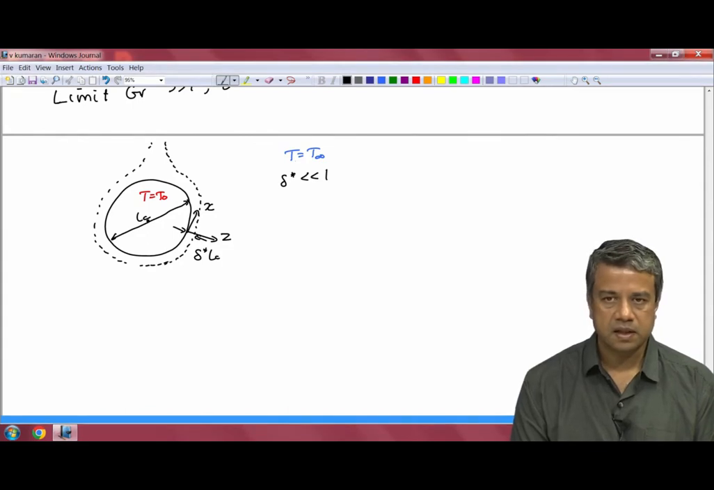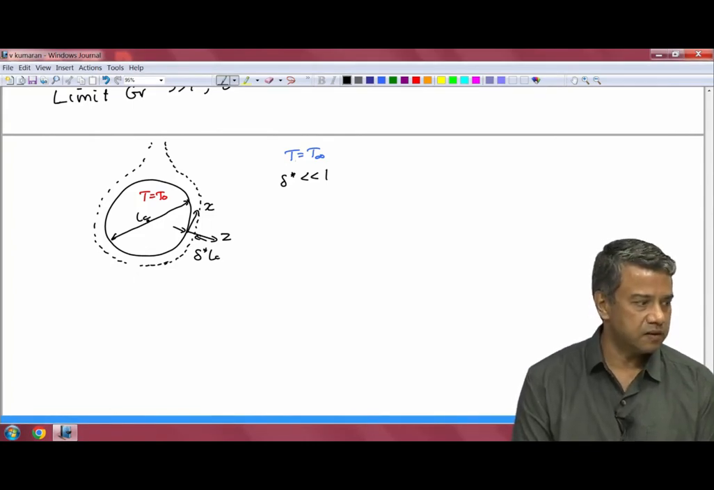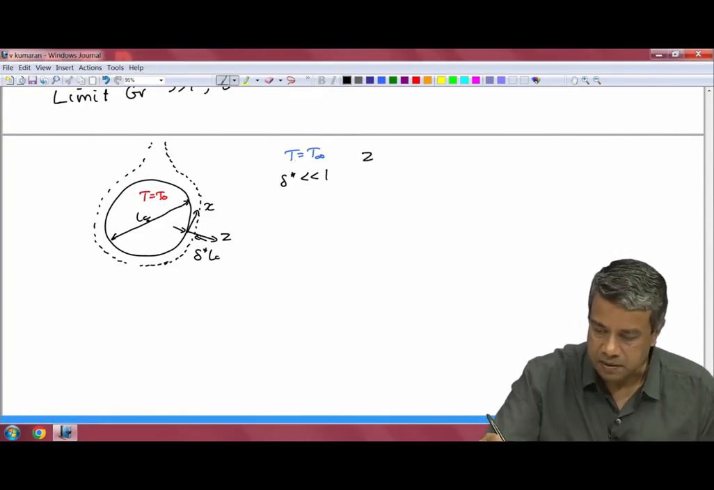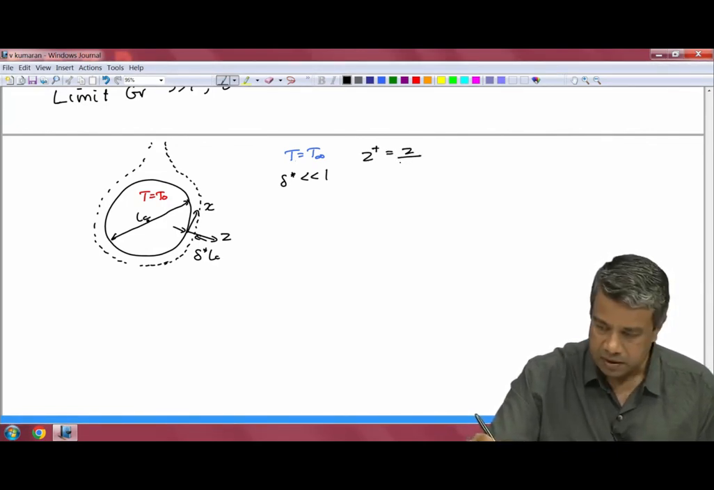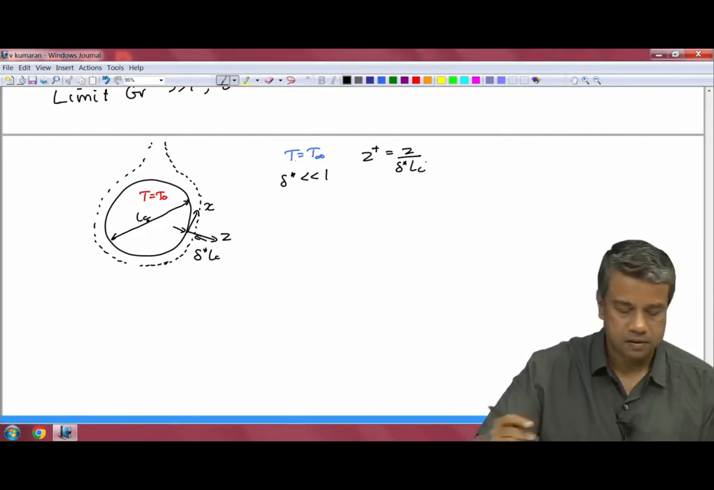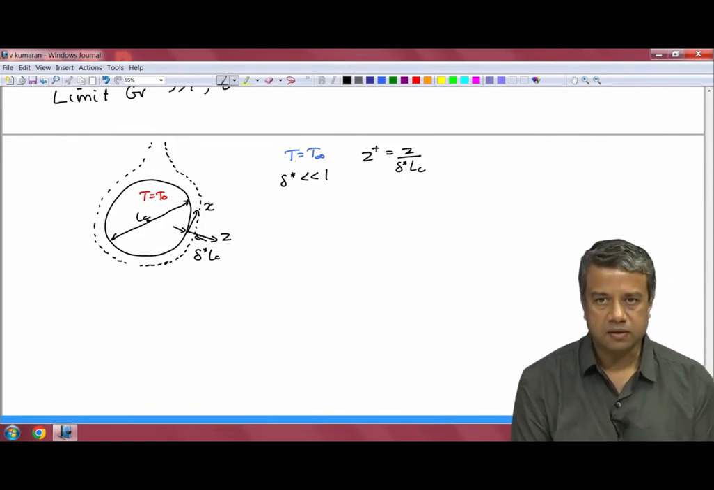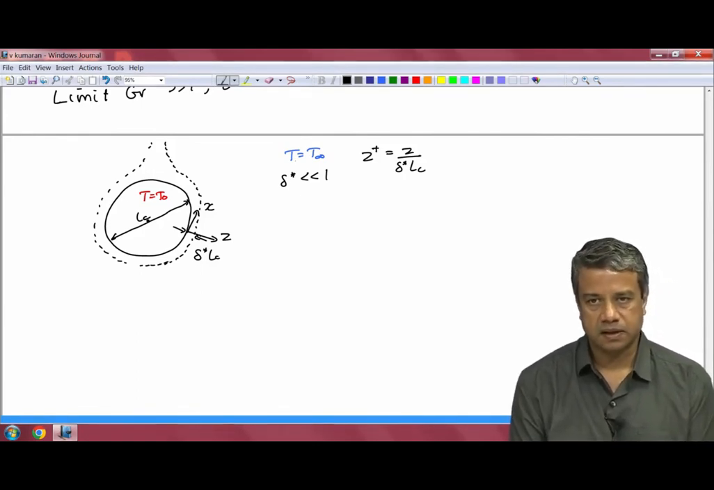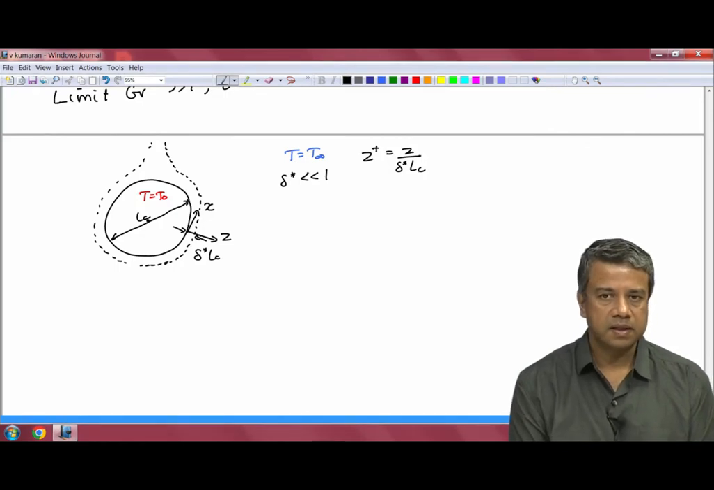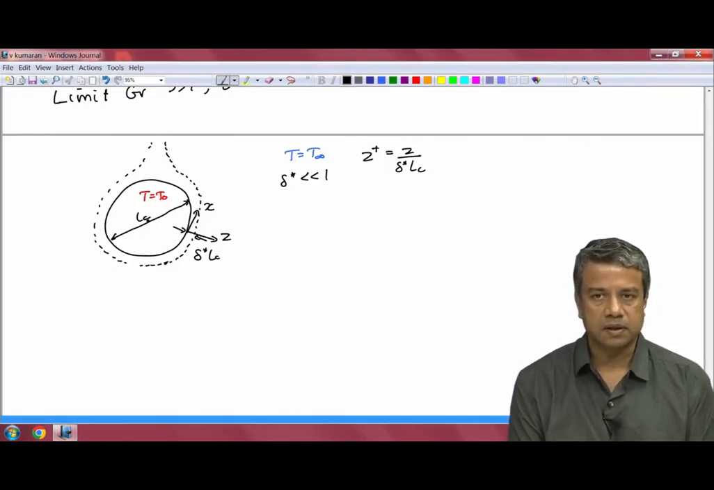And within this region, I can scale the cross stream coordinate by delta star times LC and get a new scaling for the cross stream direction: Z plus is equal to z by delta star times LC. I will use this new scaling to rescale my equations and then determine the value of delta star in such a way that convection and diffusion are comparable within this boundary layer.